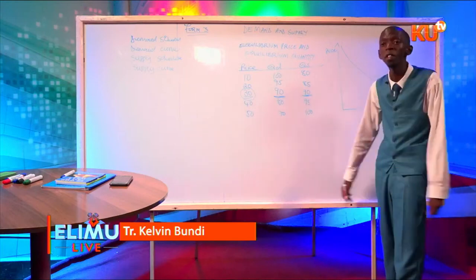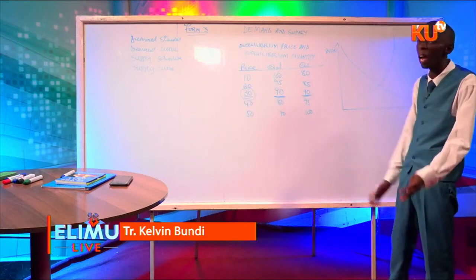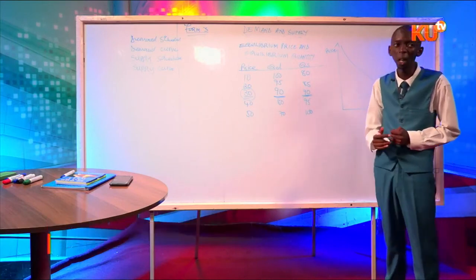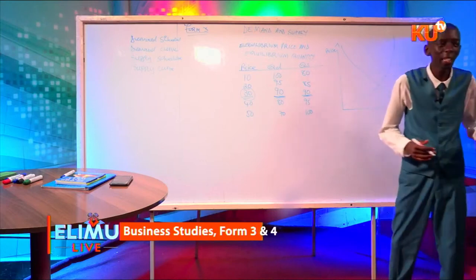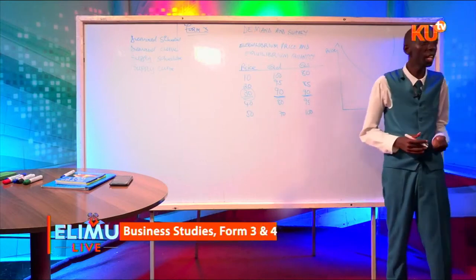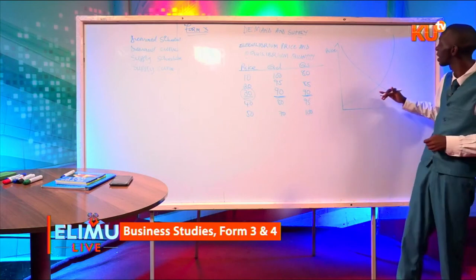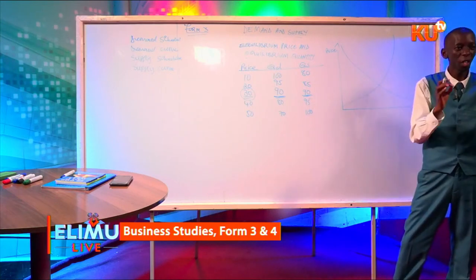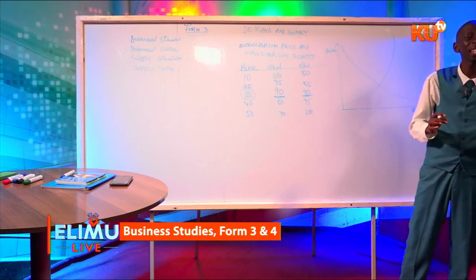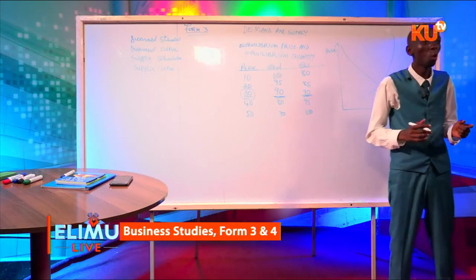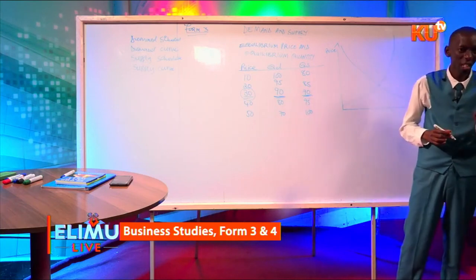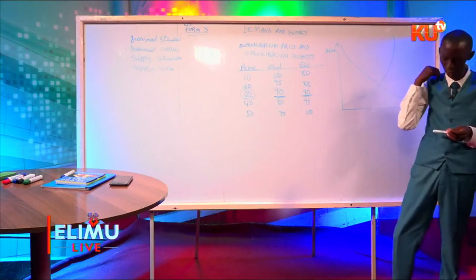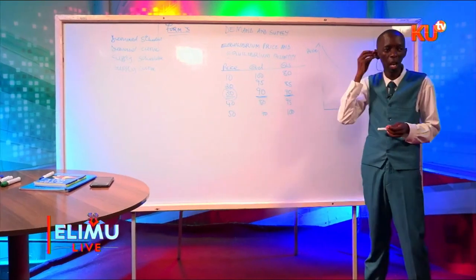In our previous lesson, we dealt with the demand curve alone, and we dealt with the supply curve alone. When the demand curve is drawn alongside the supply curve, there is a point where the two curves intersect, or meet. That is what we call the equilibrium point.